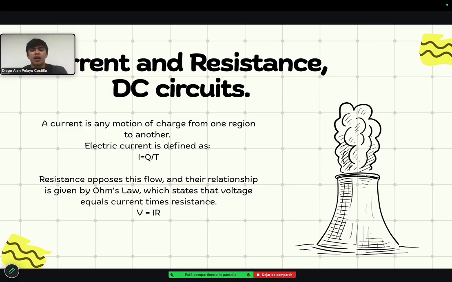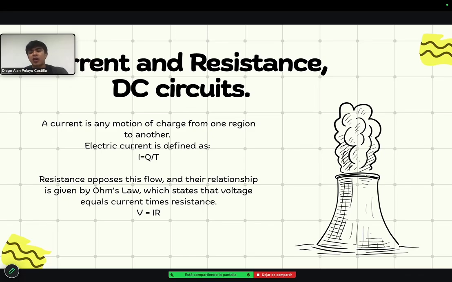And in parallel, it's not the opposite but different, because, as the name mentions, they're not in one single path. They have different paths, and they separate the charges, and the resistances are divided by the amount of resistors, over the resistances that each one of the resistors has.